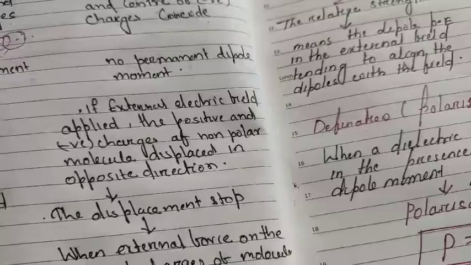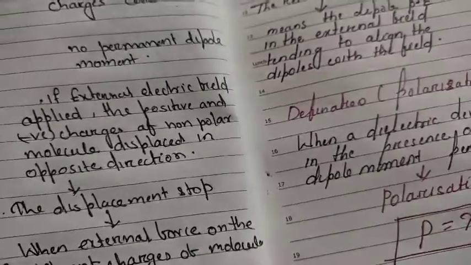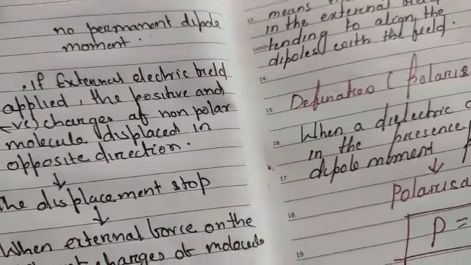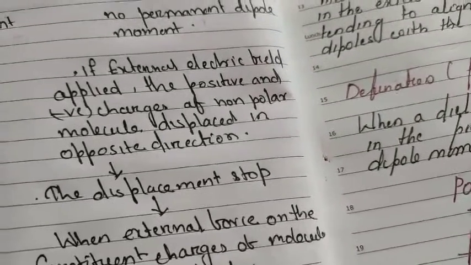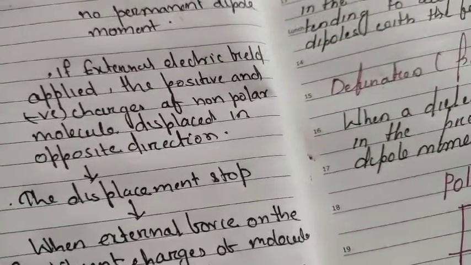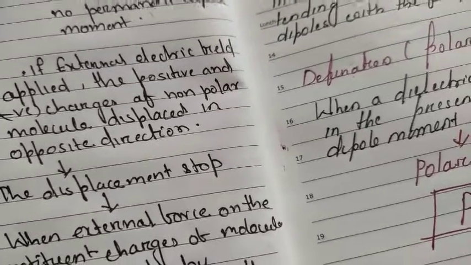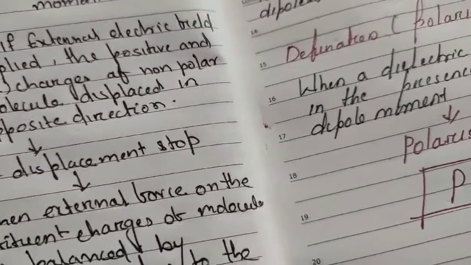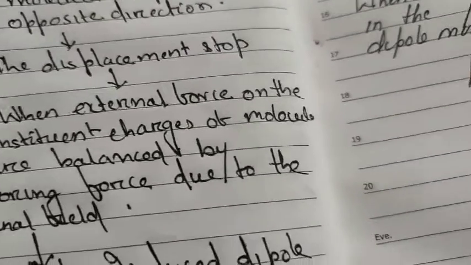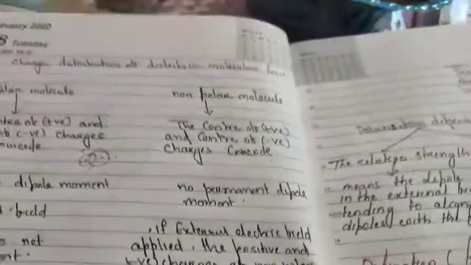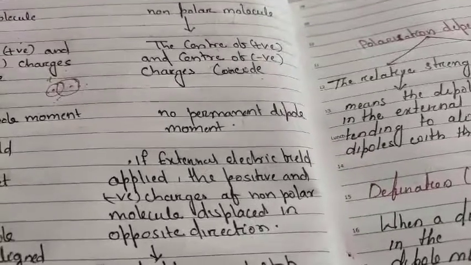Now what is the concept? If you apply the electric field, they acquire a dipole moment. Whenever you apply the electric field, they will create a dipole moment over it. So that is one of the important things which you have to remember. When we apply an external field over a non-polar molecule, what happens? They will acquire a dipole moment.